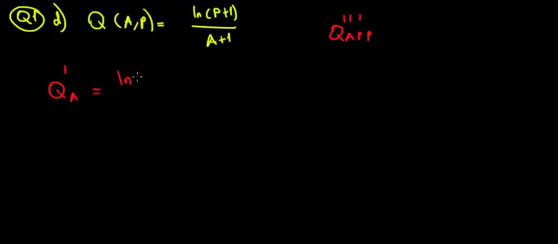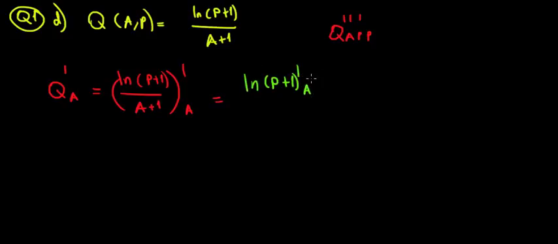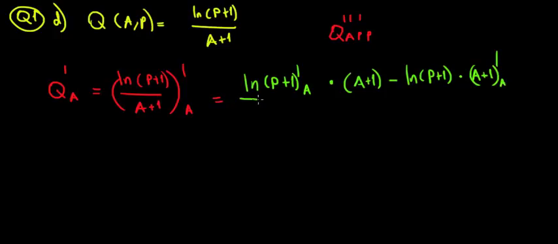Okay, it means we take the ln of P plus 1 divided by A plus 1, derivative with respect to A. We have a division, which means we're going to use our quotient rule. So let's use the quotient rule. We take the derivative of the upper side, ln of P plus 1 derivative with respect to A, times A plus 1, which is the lower term, minus the first term, ln of P plus 1, times the derivative of the second term, A plus 1 derivative with respect to A, divided by A plus 1 to the power of 2. Okay, let's keep going.